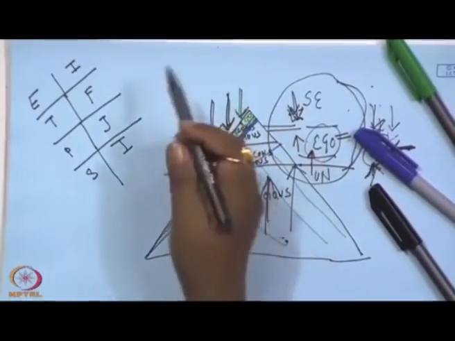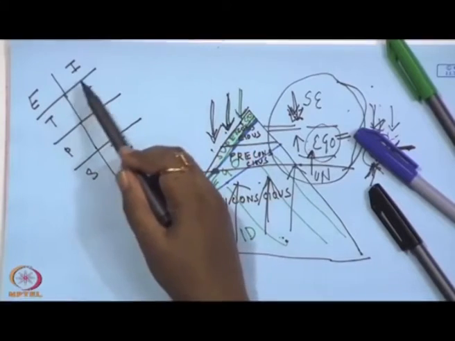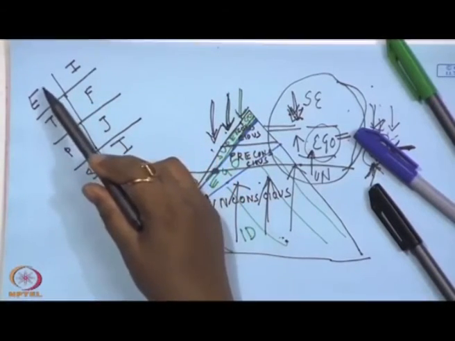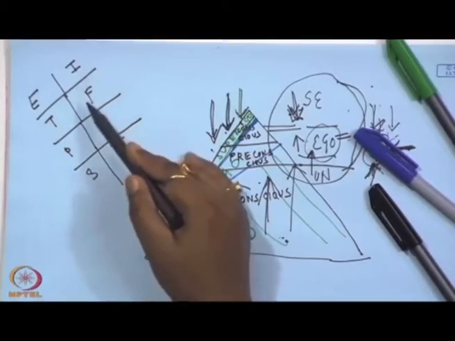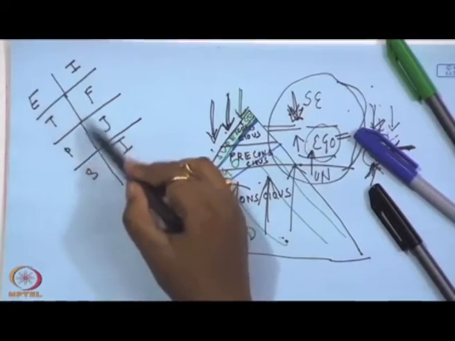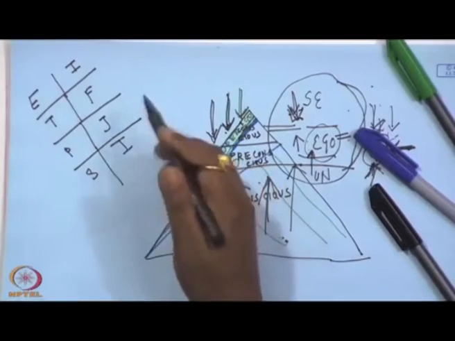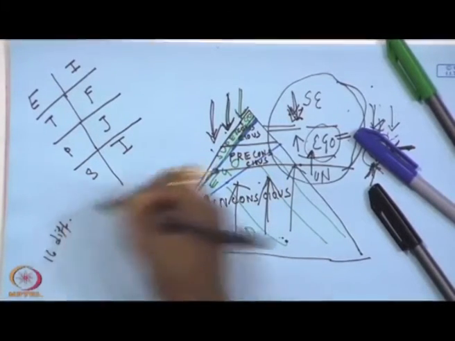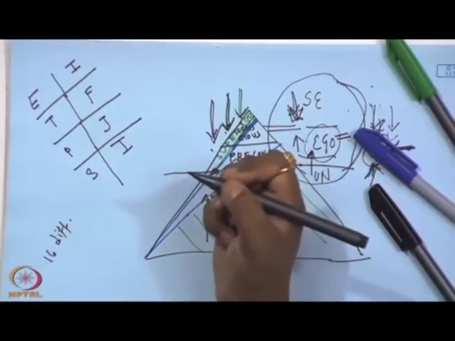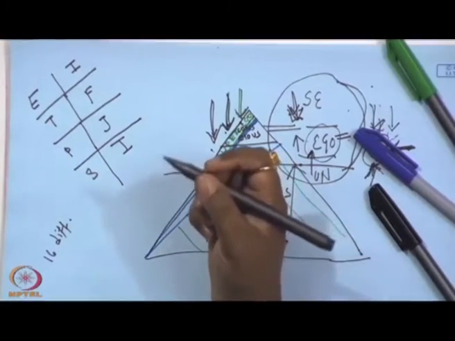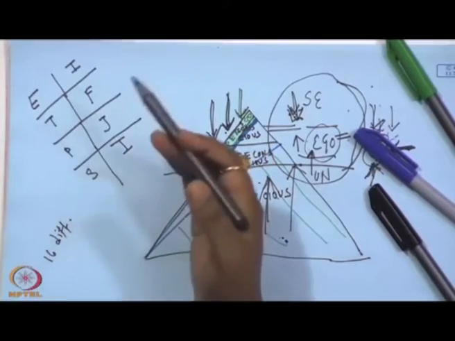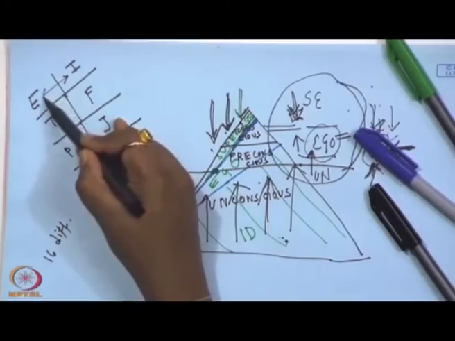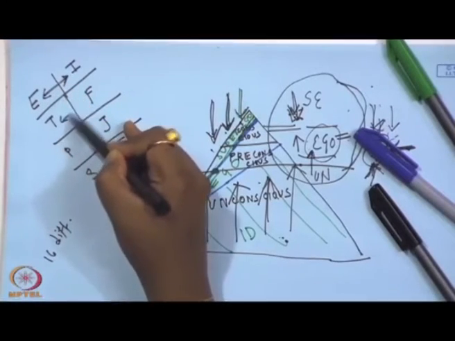If you are having this, then what we can have is 16 different combinations, like ETPS, IFJI, EFPS, whatever. In this way we can have 16 different combinations of major personality differences, which will vary in these two ends of the two continuum.